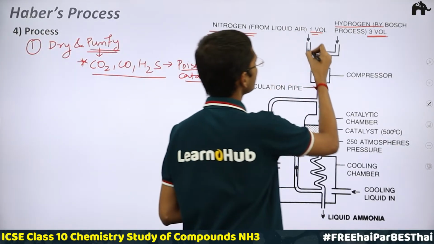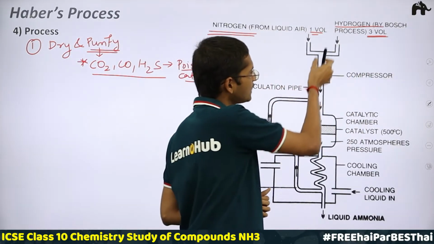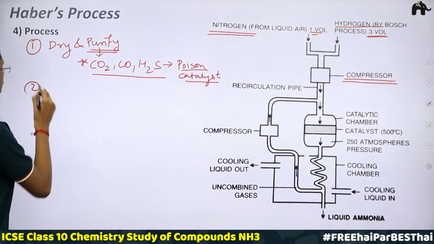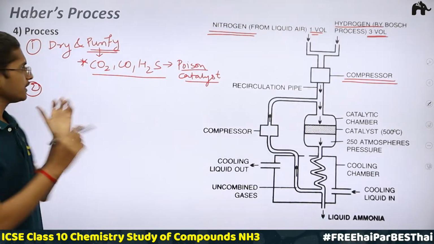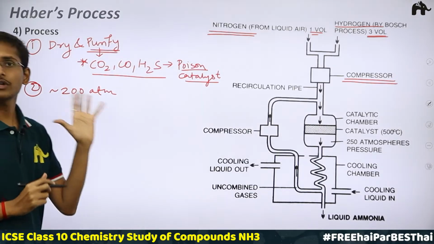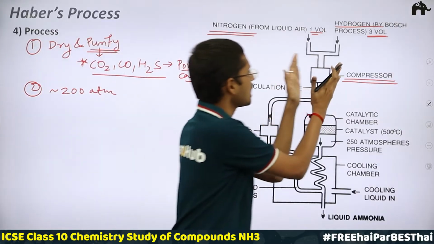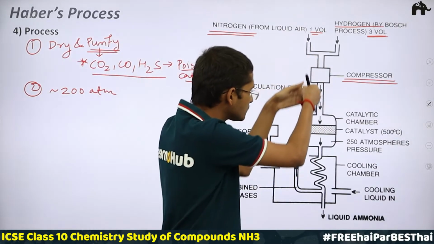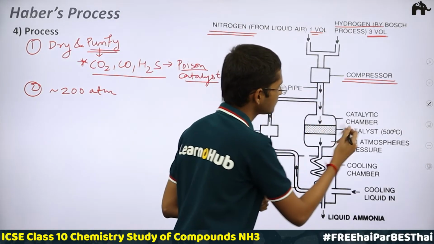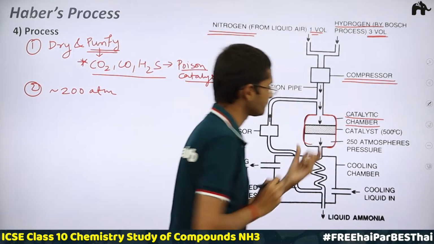Let's move ahead. I have made them enter through these tubes, and then they are getting mixed here, and then I'm making them pass through this compressor. The second step: in this compressor, the pressure is very high, around 200 atmosphere, and the nitrogen and hydrogen mixture is getting compressed here. After getting compressed, we make this unreacted nitrogen and hydrogen mixture pass through and enter this catalytic chamber.